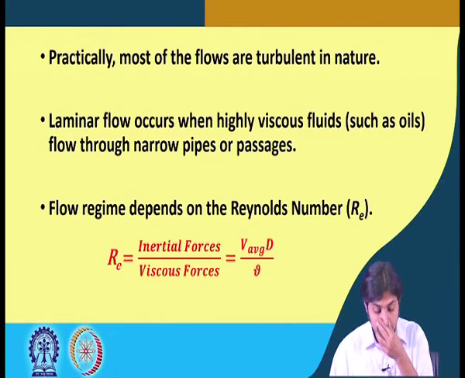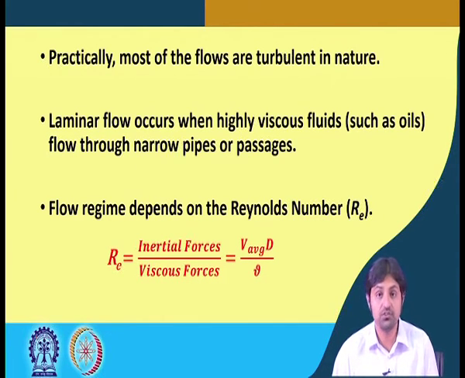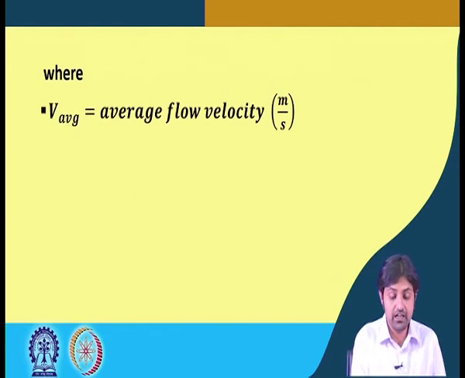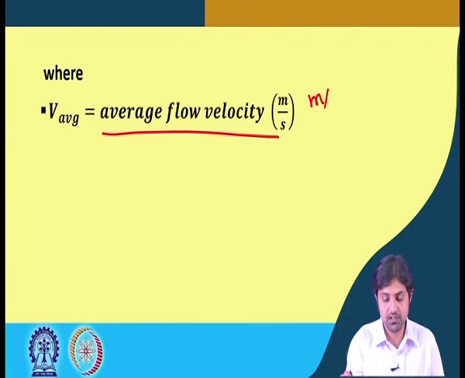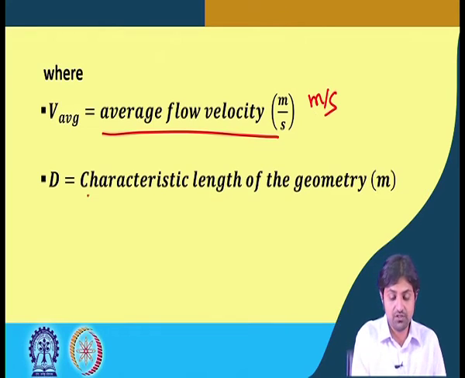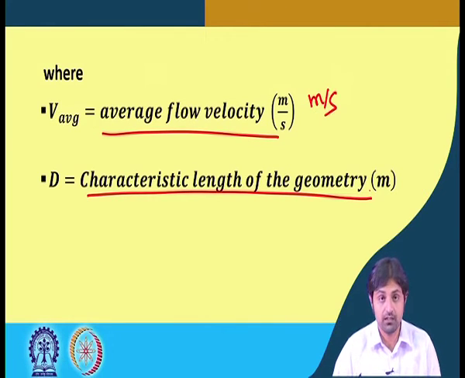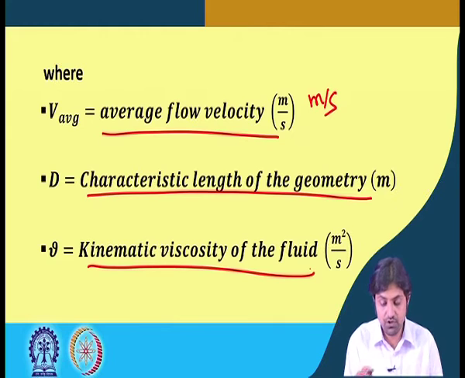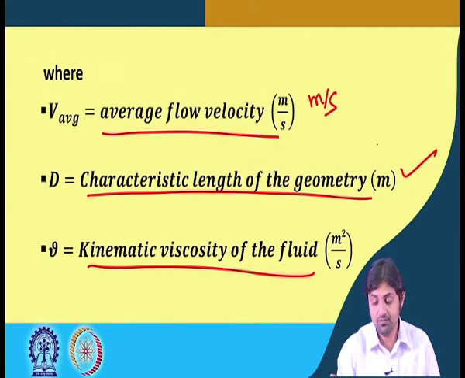This equation for the Reynolds number is one of the most important things in this course. You will encounter the Reynolds number more than you can imagine in this course. So, I would recommend that you remember the Reynolds number as inertial forces by viscous forces. Here V average is the average flow velocity in meters per second. D is the characteristic length of the geometry. It can be anything. It could be the diameter, it could be the length, and nu is the kinematic viscosity of the fluid. This can vary from problem to problem or geometry to geometry.